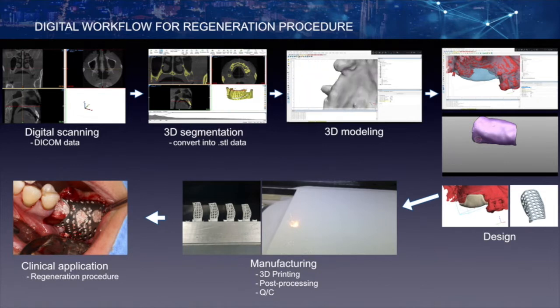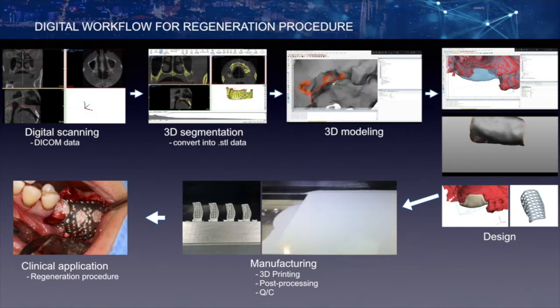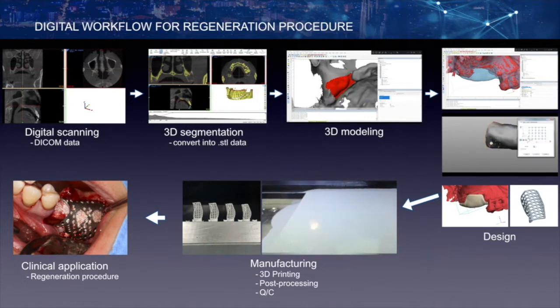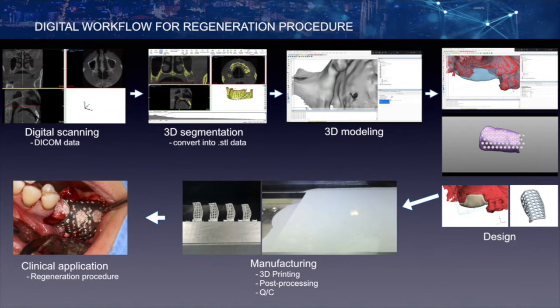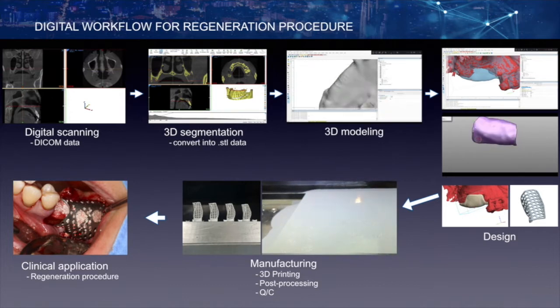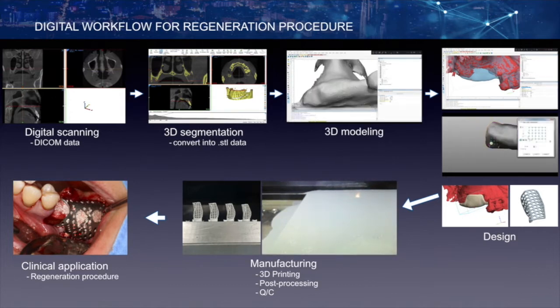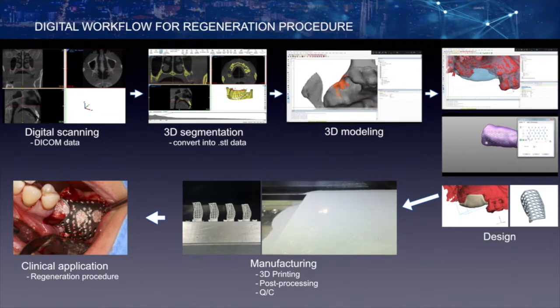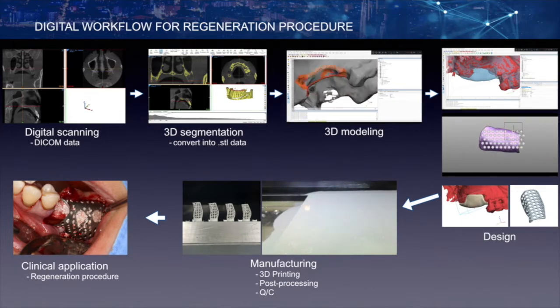Let's look at the short clip here. First of all, defect site was measured and designed to the expected bony contour virtually. The area was set and the design of barrier membrane could be confirmed. Throughout all this process, titanium mesh can be customized by 3D printing with minimum gap and perfect fit.